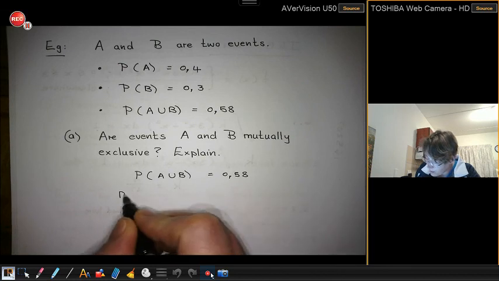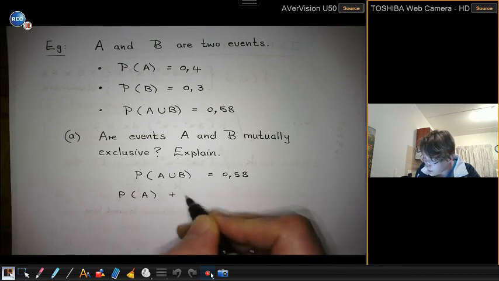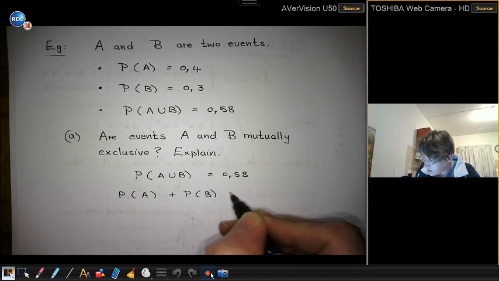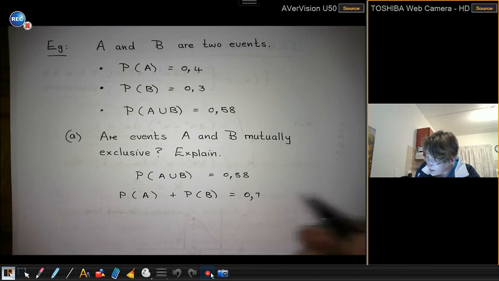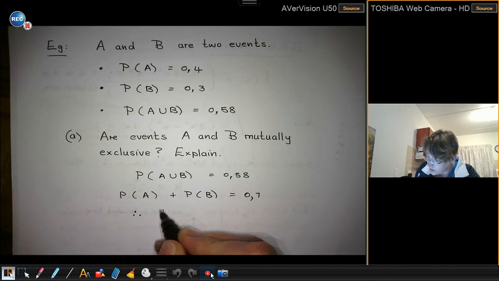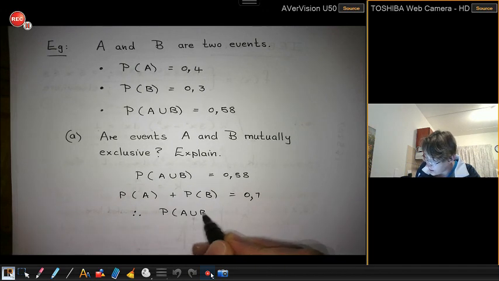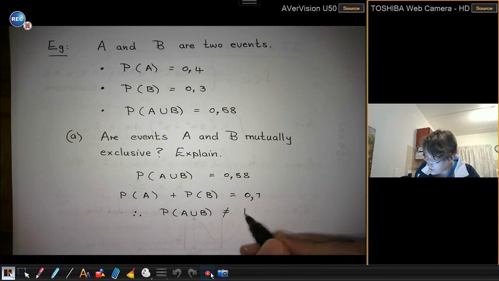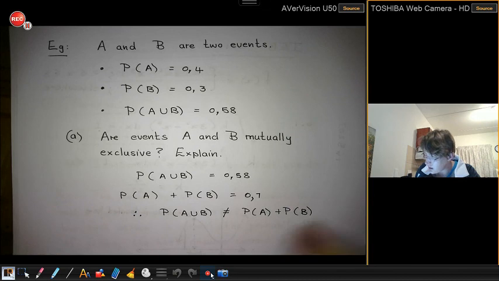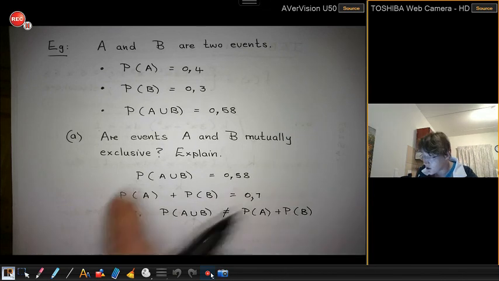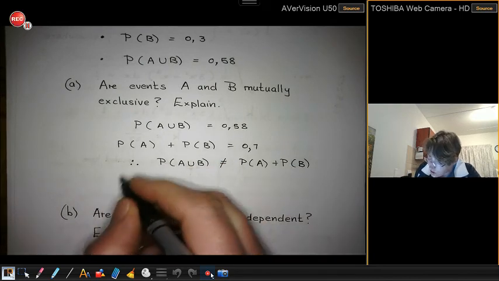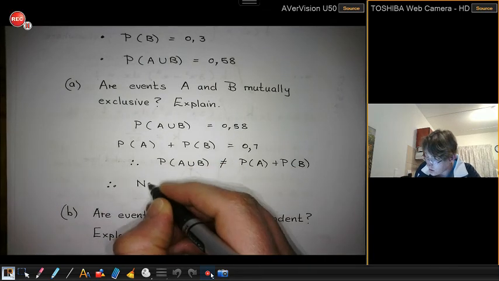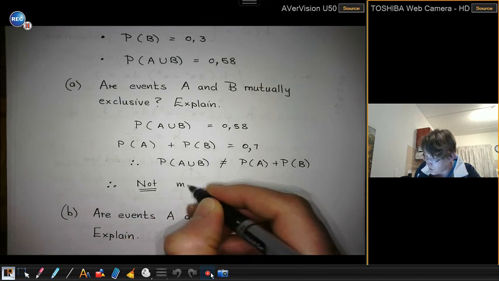Whereas the probability of A plus the probability of B is then going to be equal to 0,4 plus 0,3, which is 0,7. So I can then go and say, therefore, the probability of A or B is not equal to the probability of A plus the probability of B, which means these events are not mutually exclusive. And this is your explanation. This mathematics that you did right there, that's the entire explanation. You can then just go and say, therefore, not mutually exclusive.